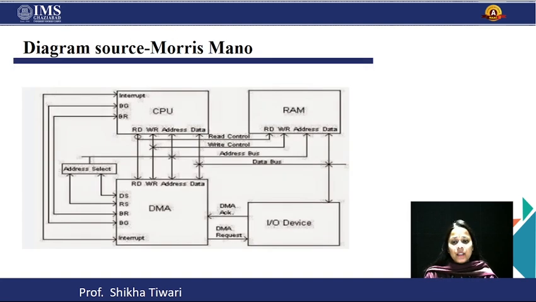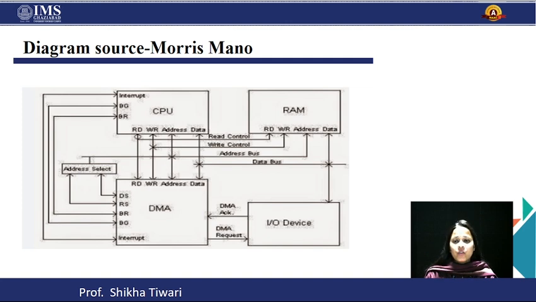So this is the main block diagram of DMA. I have taken this diagram from Morris Mano. This is the standard book of computer architecture. This is also known as the Bible of the computer architecture. So these four components are the main components in DMA, that is CPU, then memory, RAM, then input output devices, these are the peripheral devices, and then DMA itself. So what is the working of this diagram?